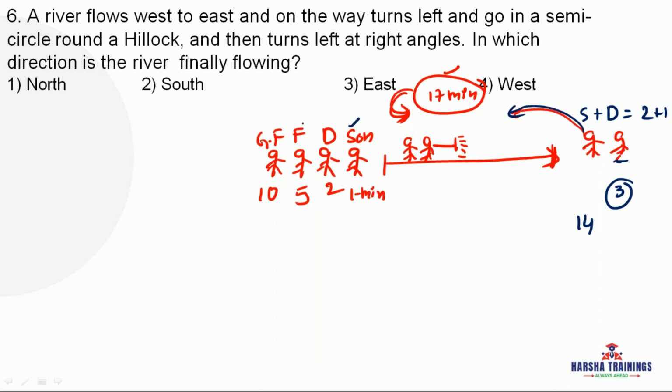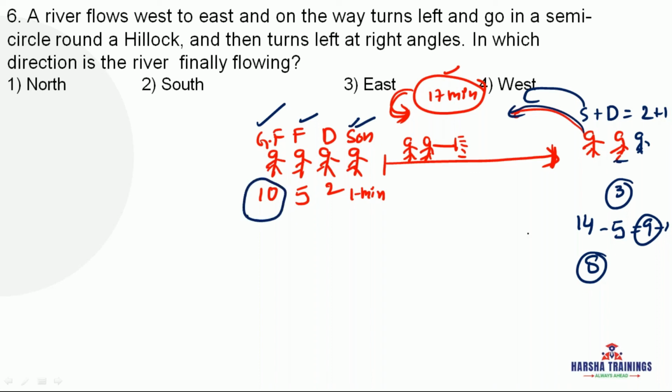Again, son and father cross the bridge, taking 5 minutes. So 14 minus 5, 9 minutes remaining. Father stays here. Again, son comes back, taking 1 minute. So 9 minus 1, 8 minutes remaining. Finally, grandfather and son cross the bridge, taking 10 minutes. But here there are only 8 minutes.